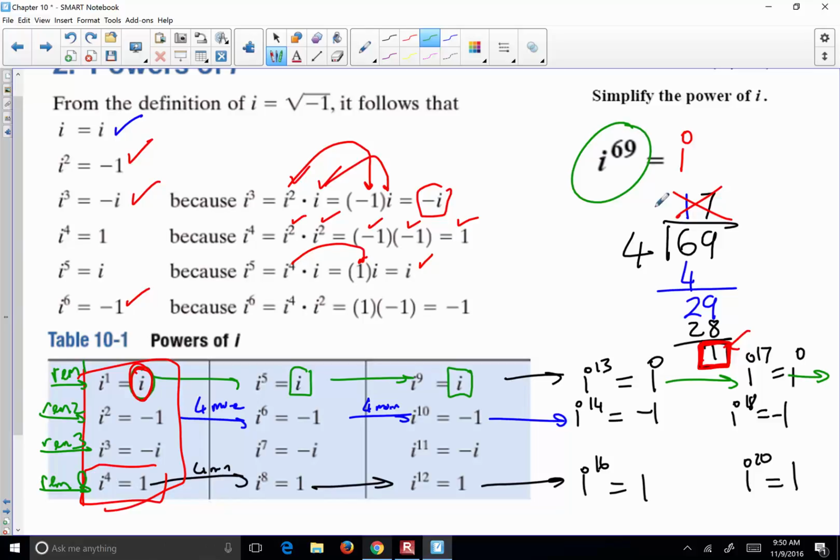If this was 68, for example, I would get remainder 0, and I would pick this one, 1, because it's an even multiple of 4. Every multiple of 4, look, it turns into 1. 16, 20, 24, 28, 32, 36, 40, 44, 48, 52, 56, 60, 64, 68. Yeah, 68 gives 1. You see? I can even count.